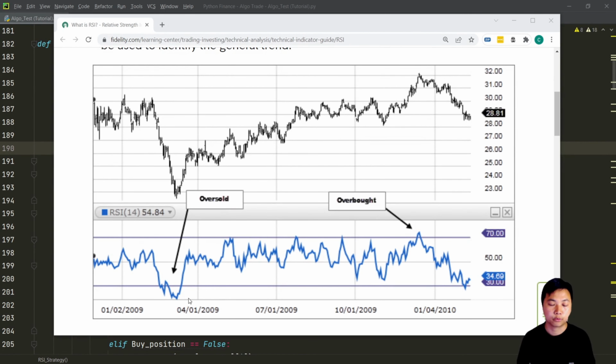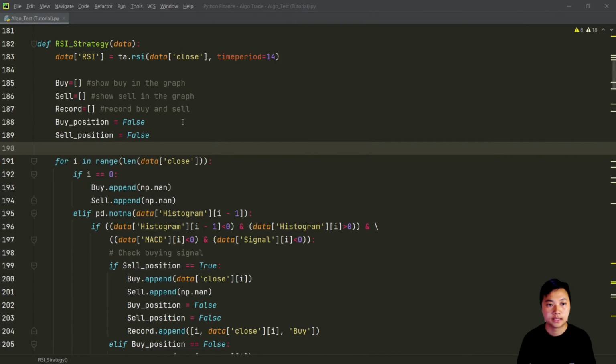So just a very quick recap. When the RSI value changes from a value below 30 to a value higher than 30, in that case, we will buy the stock. On the other hand, when the RSI goes from 70 to a value below 70, in that case, we will sell the stock. Now, let's set up the logic.